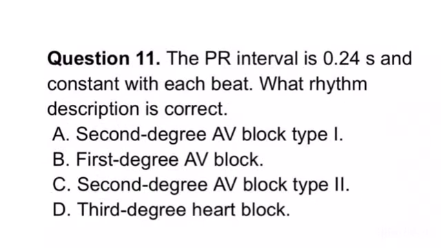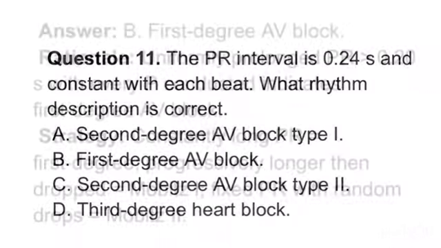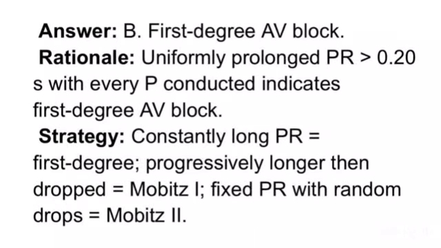Question 11. The PR interval is 0.24 s and constant with each beat. What rhythm description is correct? A. Second-degree AV block type I, B. First-degree AV block, C. Second-degree AV block type 2, D. Third-degree heart block. Answer: B. First-degree AV block. Rationale: uniformly prolonged PR greater than 0.20 s with every P conducted indicates first-degree AV block. Strategy: constantly long PR equals first-degree, progressively longer then dropped equals Mobitz I, fixed PR with random drops equals Mobitz 2.